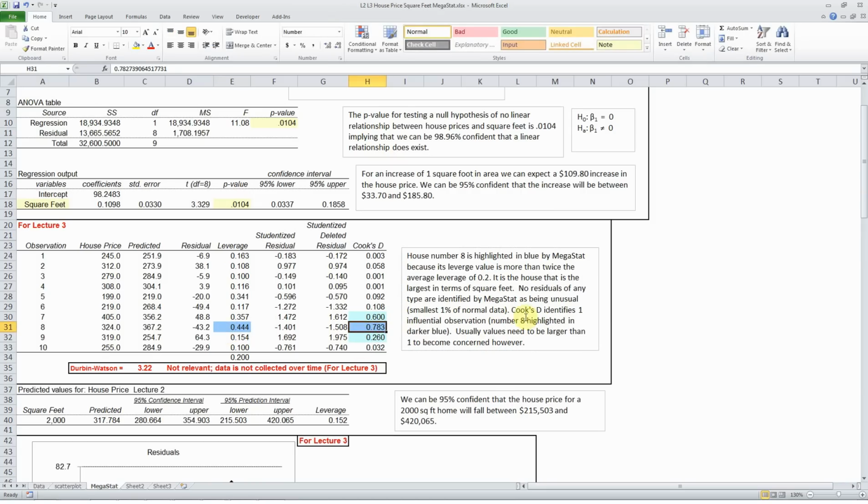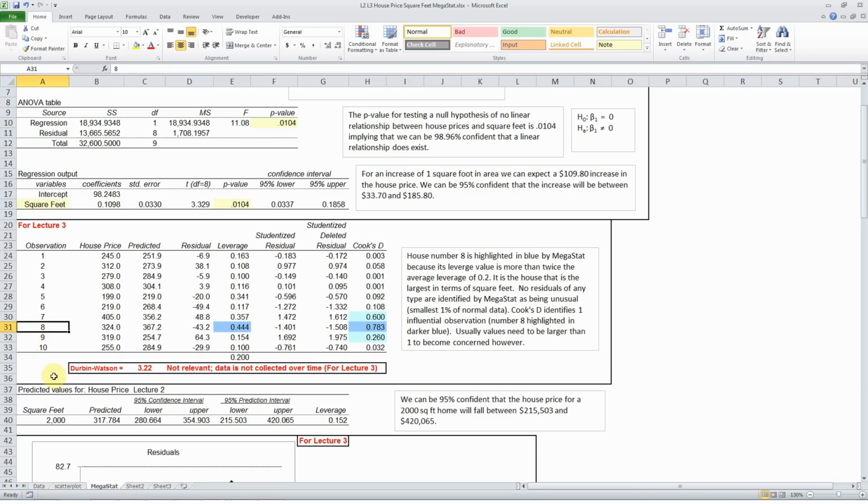And looking at Cook's D identifies that we have one influential observation here. Again, it's not surprising that it's related to the high leverage value. Usually you want values to be larger than 1 if I'm worried about this. So this is unusual but not ridiculous, and you see most of these values are pretty small. So Cook's D along with the leverage tell you about unusual distance. Let's take a look at that.